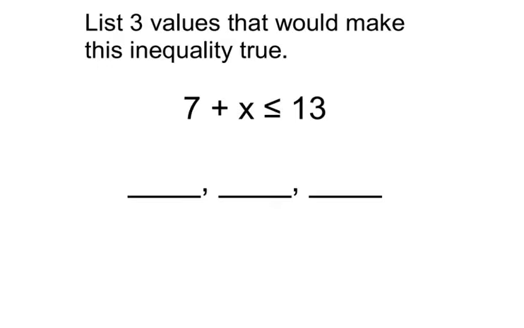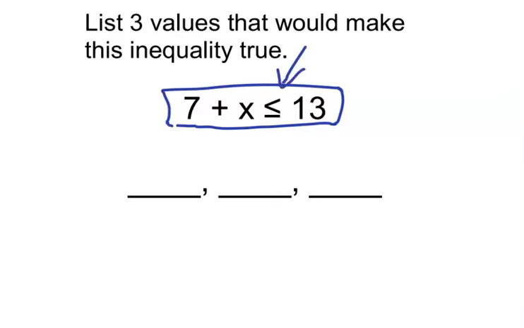List 3 values that would make this inequality true. Okay, so we have this sign here, which means less than or equal to, right? Because we've gone over that a few different times now. So let's solve for x. So I'm going to rewrite it down here. 7 plus x is less than or equal to 13. Okay, we need to get x by itself. So to get x by itself, we need to get rid of this 7. Okay, so what's the opposite operation of what's happening here?